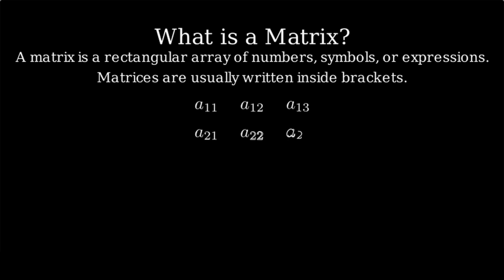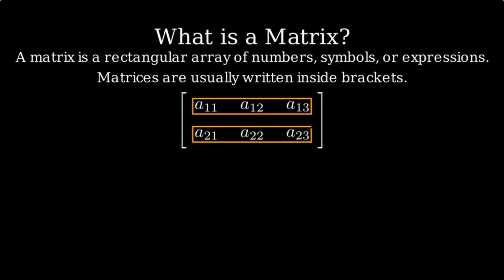For instance, let's look at an example of a matrix with 2 rows and 3 columns. In this matrix, we have 2 horizontal lines called rows and 3 vertical lines called columns. Let's highlight the 2 rows. Now, let's highlight the 3 columns. Each small piece you see inside the matrix is called an entry or an element.